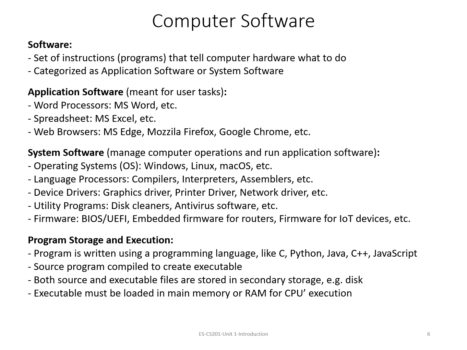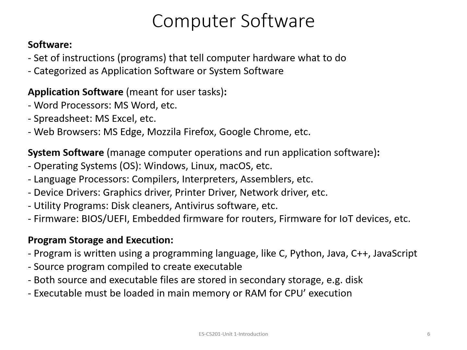Besides hardware, the other important component inside a computer system is software. Software is a set of instructions, programs, that tell computer hardware what to do. Categorized as either application software or system software. Application software, programs designed for specific user tasks. Types: word processors like MS Word, spreadsheets like MS Excel, web browsers like MS Edge, Mozilla Firefox, Google Chrome, etc.